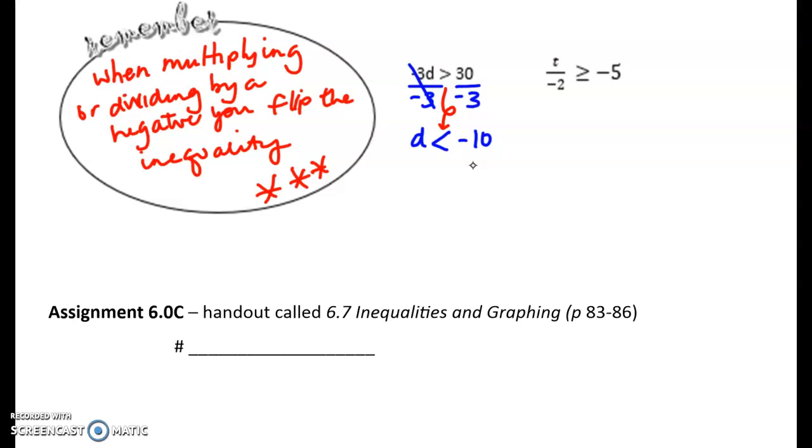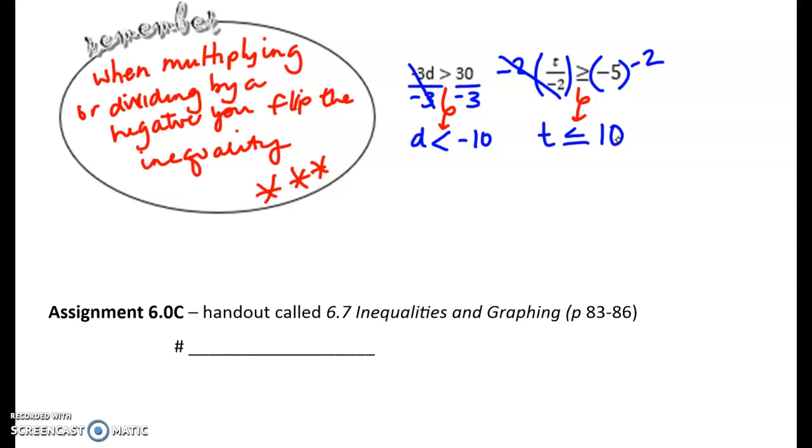In the second question here, t is being divided by negative 2. If we then multiply both sides of the equation by negative 2, that cancels out, and we will have t, and remember we have multiplied by a negative, so the sign would flip, and we would have t is less than or equal to 10.